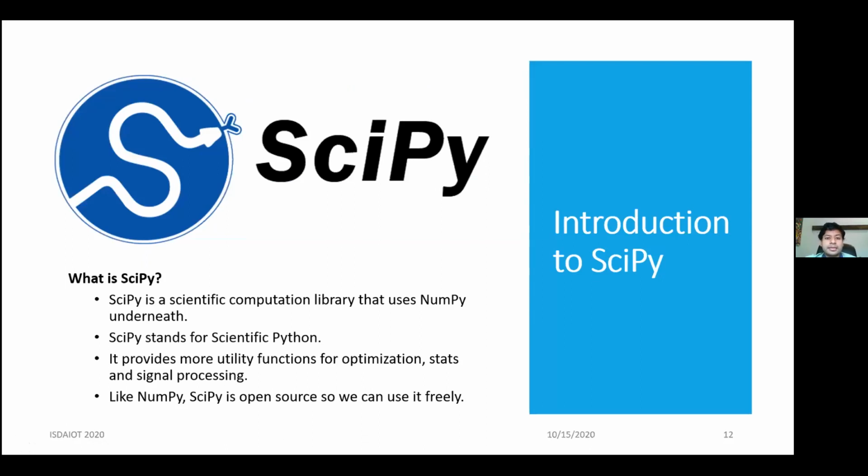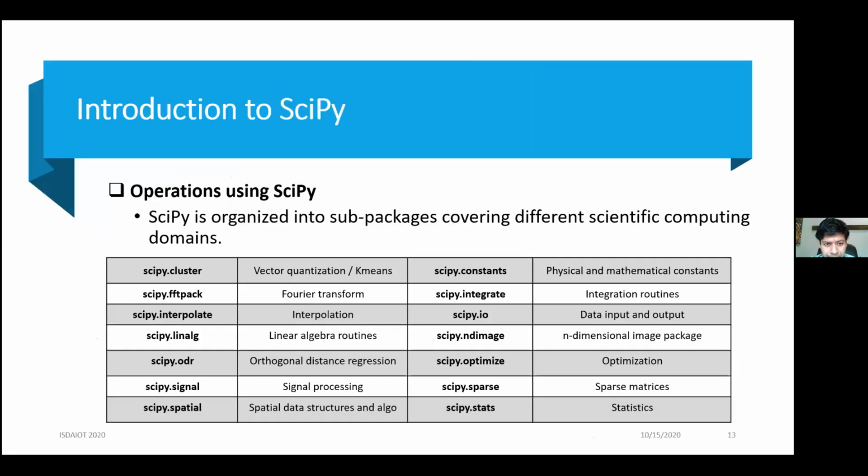Now let's get a brief introduction to SciPy. SciPy is a scientific computation library. It uses NumPy underneath, so it is also quite fast in operation. It stands for Scientific Python, and it provides more utility functions for optimization, statistics, and signal processing. Both of these, NumPy and SciPy, are open source libraries, and we can use them freely.